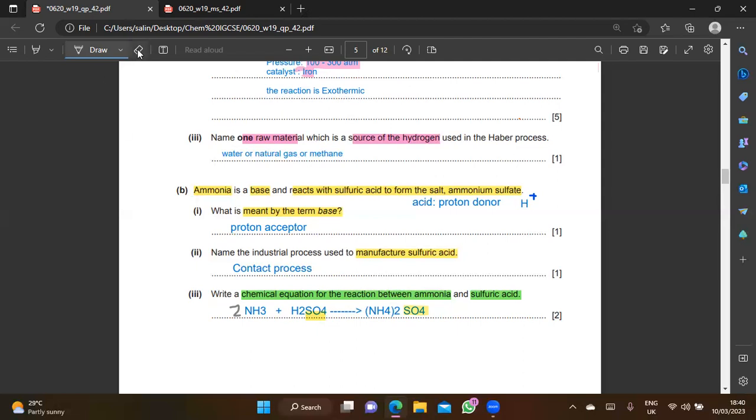Then we get your pen and write it down. This is how you do it in the exam. We can write down number 2 in front of it. There you go. Now it's balanced. 2 marks for that.